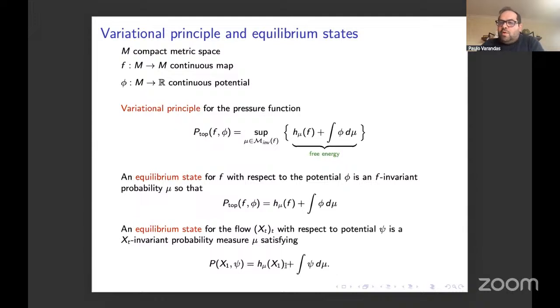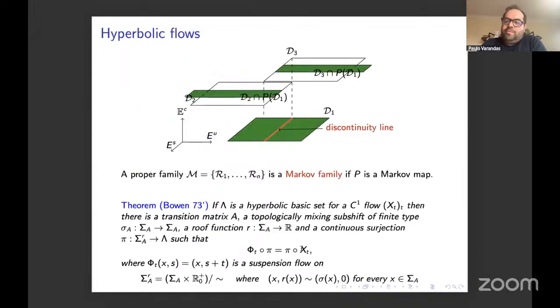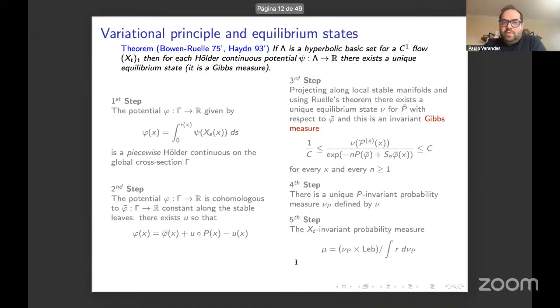What happens is that time one maps of hyperbolic flows are no longer hyperbolic, they are partially hyperbolic, and they are really hard to understand in some senses. For that reason, the previous formulation seemed easier in terms of reduction from continuous time to discrete time. And this was the content of this paper by Bowen and Ruelle, and also Haydn in '93, adding something here, which mentions that every Hölder continuous potential admits a unique equilibrium state, and it is actually a Gibbs measure.